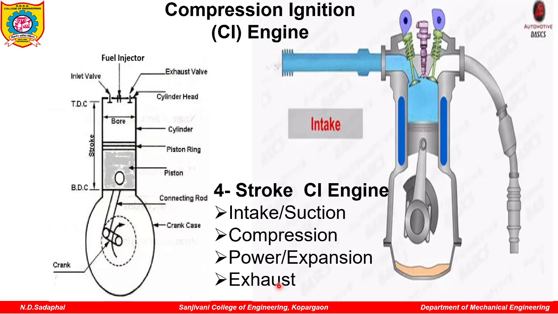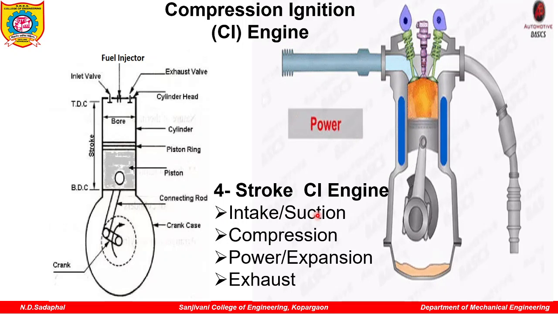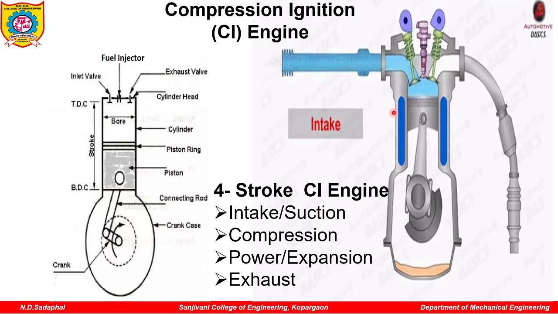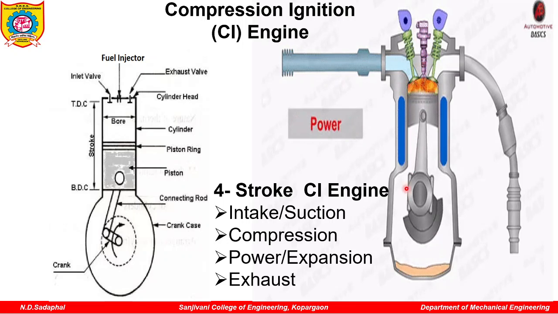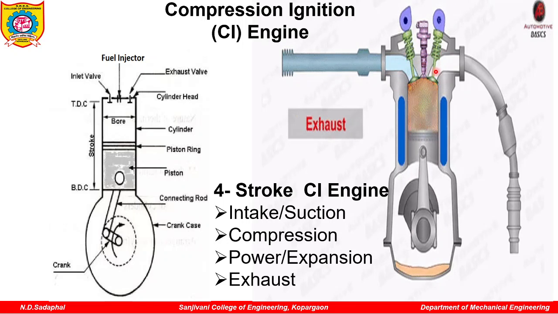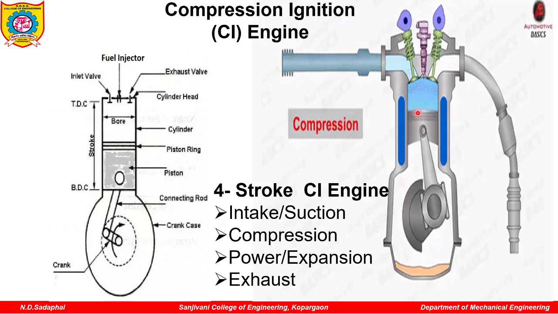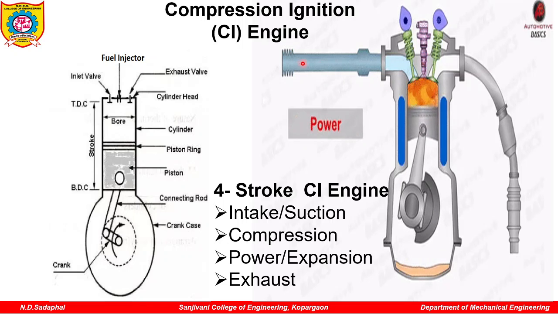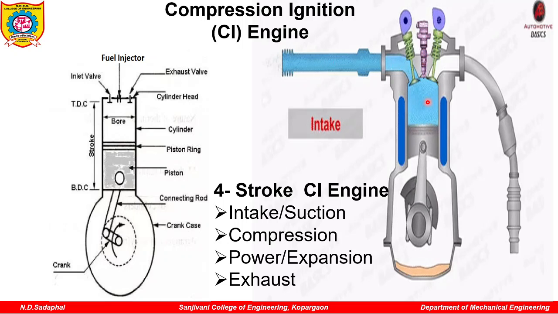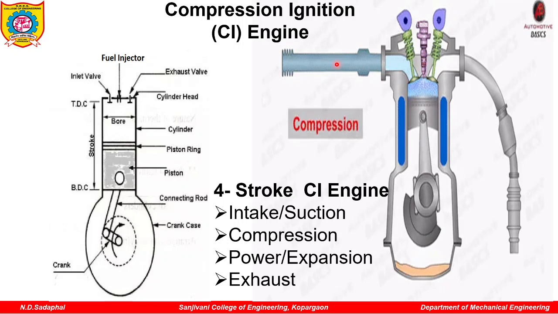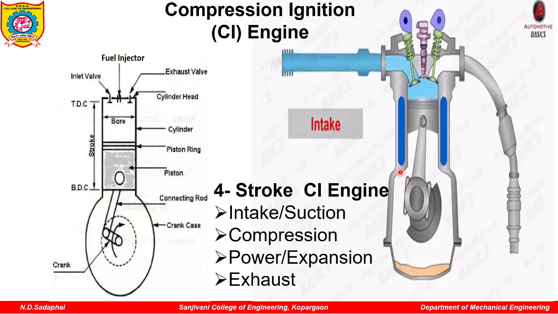Now how does it work? The difference is in the first stroke. In the suction stroke of the SI engine, the piston moves from TDC to BDC, the inlet valve is open, the exhaust valve is closed, and the air-fuel mixture is taken inside the cylinder. But in the CI engine, in the first stroke, only air is taken inside the cylinder, not the air-fuel mixture. So the inlet valve is open, air is taken inside the cylinder, the exhaust valve is closed, and the piston moves from top dead center to bottom dead center.